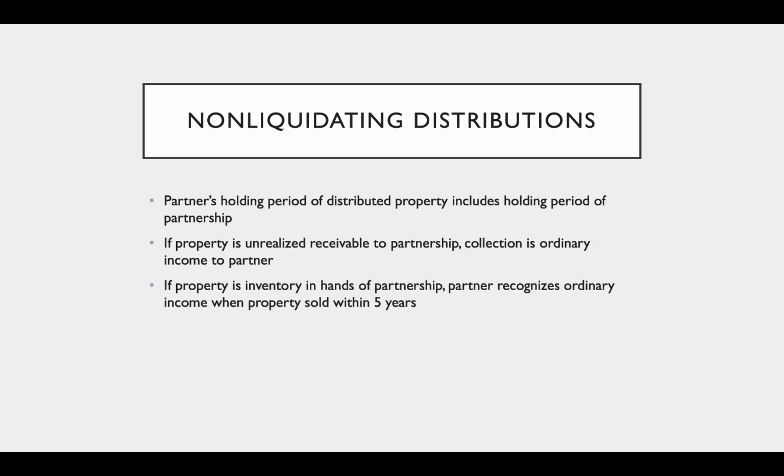And then the partner's holding period of distributed property is going to include the holding period of the partnership. If the property is unrealized receivables to the partnership, collection is going to be ordinary income to the partner.